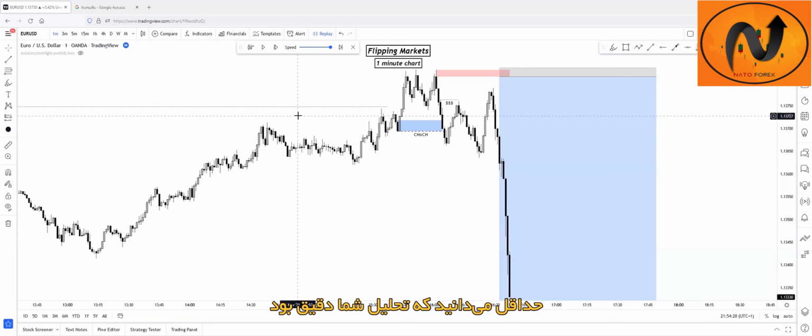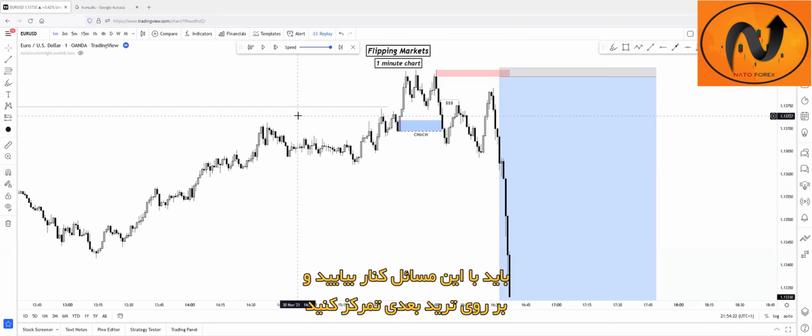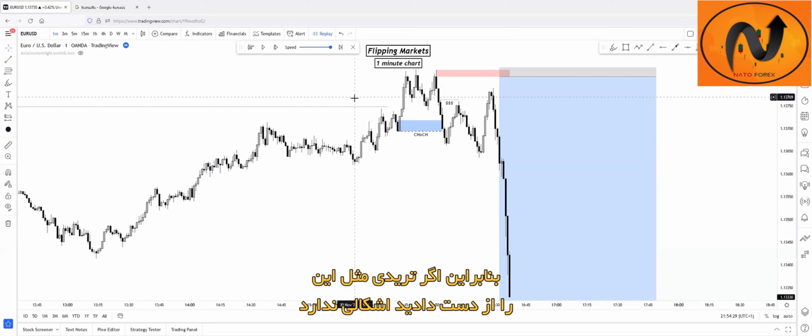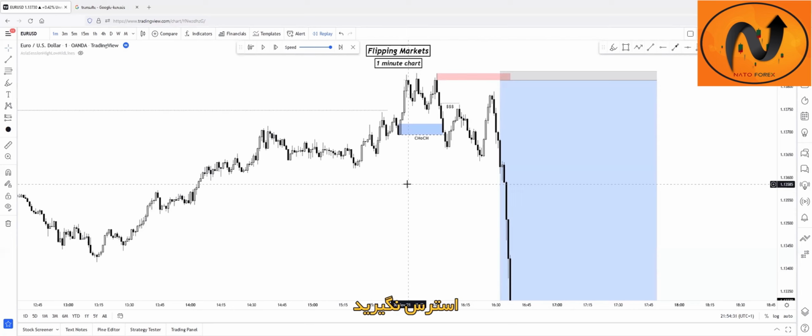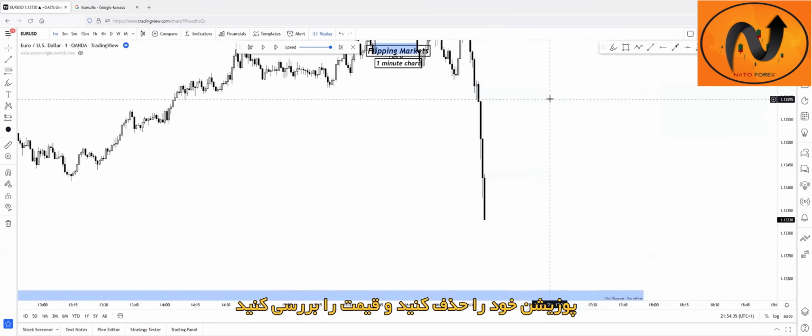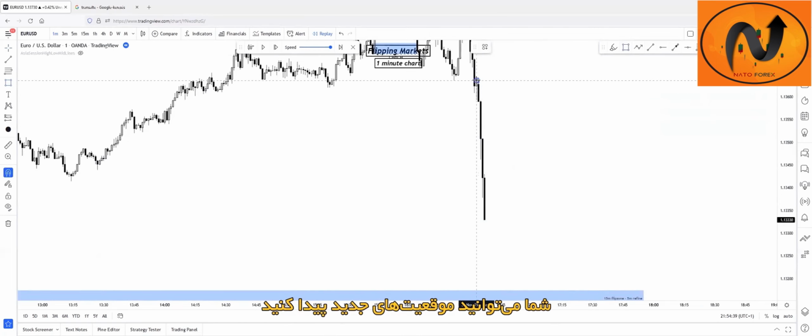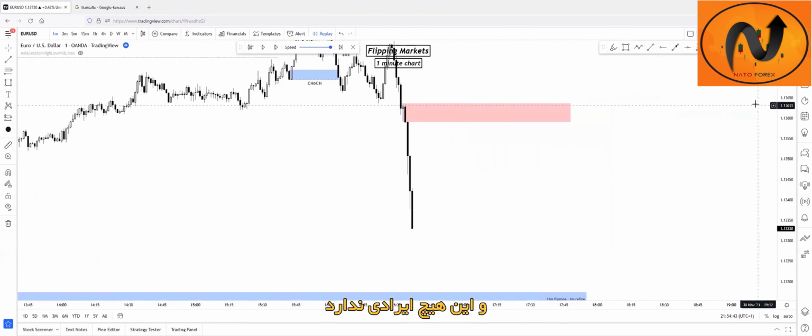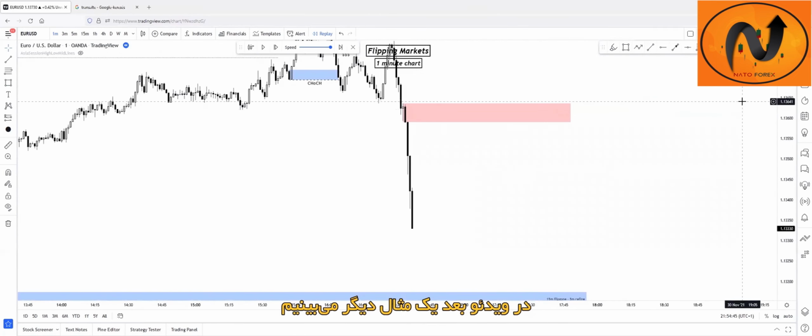At least you'll know that your analysis was on point, right? You have to adapt and focus on your next trade. So that's perfectly fine if you miss a trade like this. Don't stress out. Don't think about it too much. Just adapt, close your position, and monitor price. You can mark out new zones. You can find new opportunities, and that's perfectly fine. Okay, let's do another example, but now with a tag.